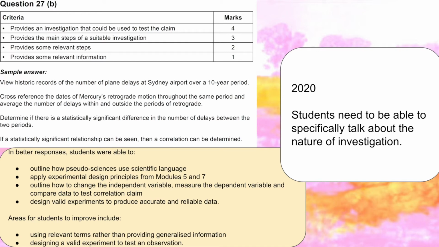If you look at the NESA response as well, they talk about how you can refer to the pseudoscience, using language that kind of sounds scientific. But I think the main thing is to talk about the way you do the investigation. You talk about the fact that it is secondhand. You have to get two bits of information and combine them together. And really, to get the 4 marks, you just have to do something that can test that claim. You have to design a valid investigation.